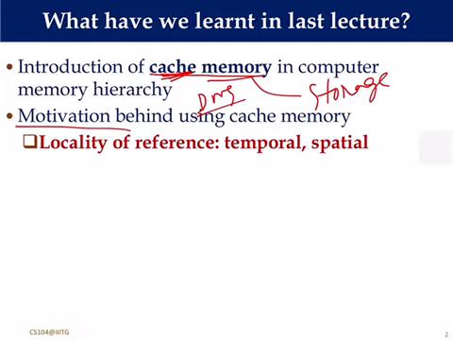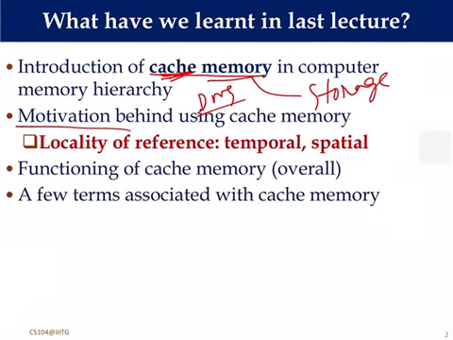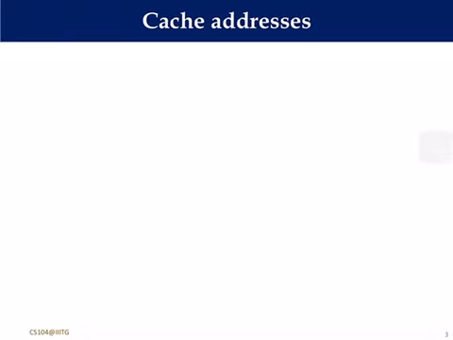And then we have seen the overall functioning of cache memory, what happens if a request comes from the CPU, what will you do? And then we have also seen a few terms related to cache memory, like hit, miss, hit rate, miss rate, hit time, and miss penalty, right? Now today's discussion will be basically on cache mapping, right?